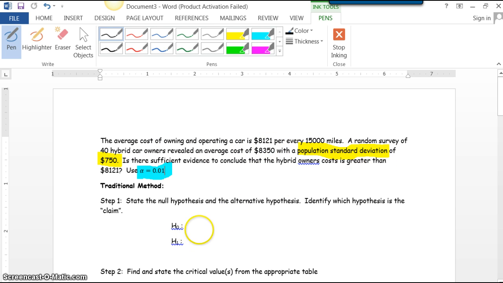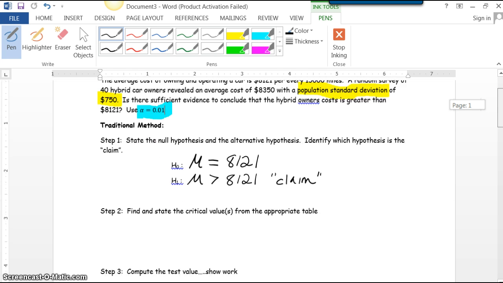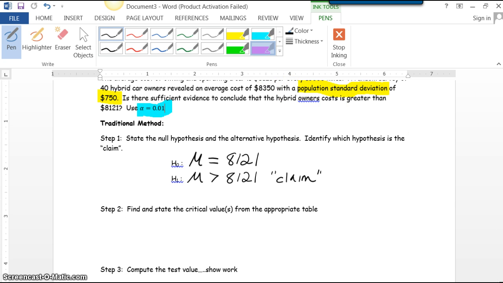So that's going to help us set up our hypothesis down here. As we start to set up our hypothesis, the equal sign always goes in the null hypothesis. But we're going to put a greater than symbol here because we're testing whether the hybrid is greater than that. So this is the claim going on, that hybrid owners have to spend more than other car owners. This sets up a right-tailed test.